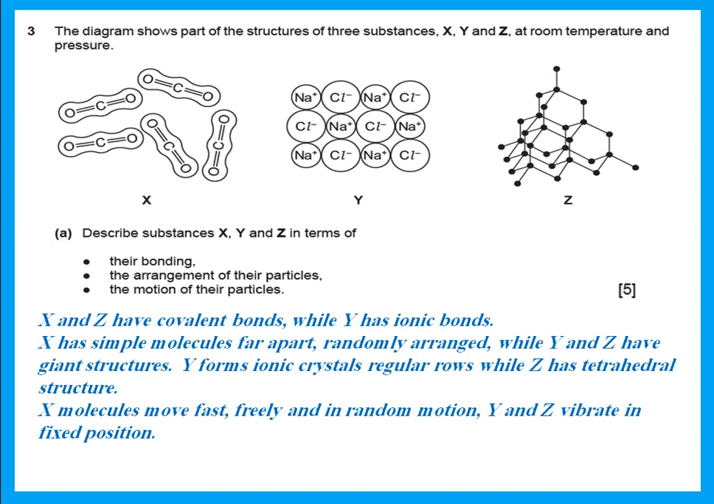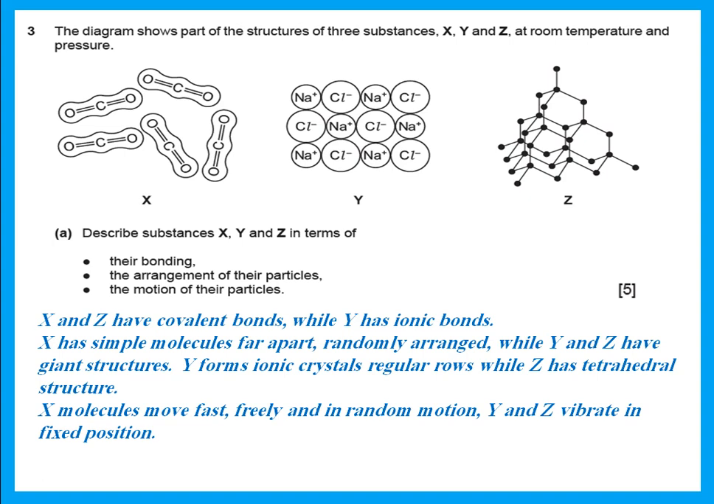If it's a gas, the molecules are far apart, randomly arranged. What about Y and Z? Y and Z are giant structures. Y has ionic crystals in regular rows, while Z is a giant three-dimensional tetrahedral structure.